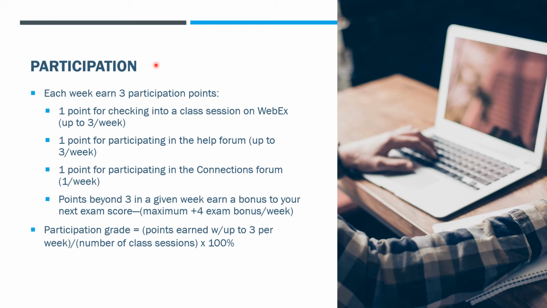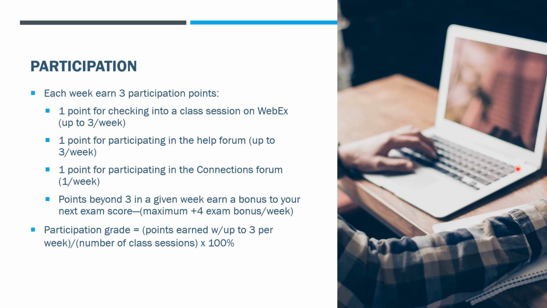So for example, suppose you attend 3 class sessions in a week. That gives you 3 points. Suppose you ask a question in the help forum. That would give you another point. And you respond to a thread in the connections forum in some helpful way. That would give you another point. So you've earned a total of 5 points. 3 of those points go into participation, and then you got a +2 bonus on top of that on your next exam. See how it works? If you have any questions about that, let me know. I know it sounds kind of complicated, but it really is not once you get used to it.